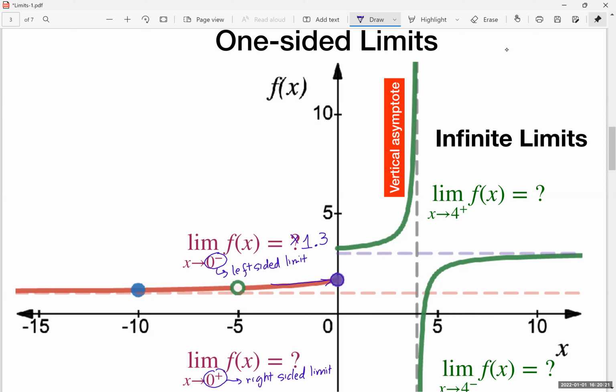All right, and then if you look at the limit of the function when x goes to 0 from the right side, then the function approaches this point as x goes to 0 from the right side. And this is about 3.1. So the right side limit of the function at 0 is 3.1.